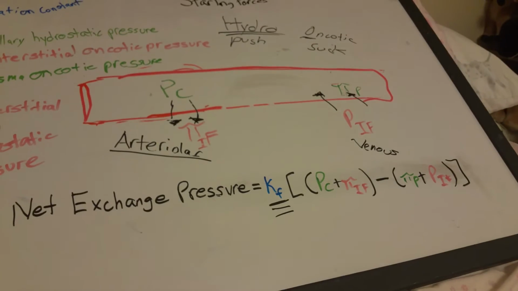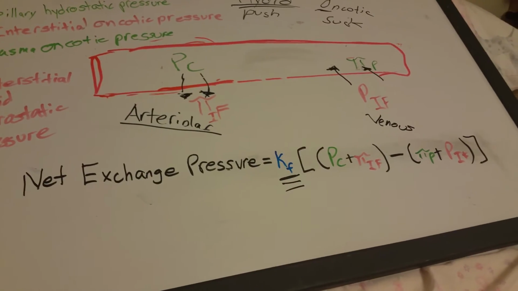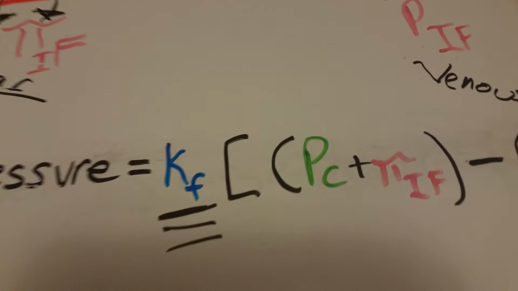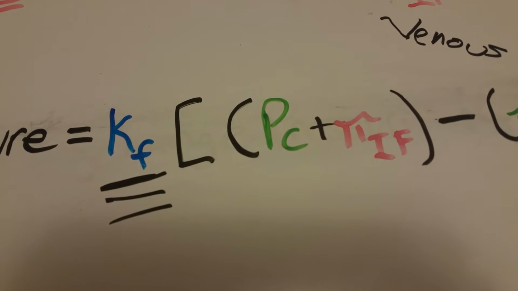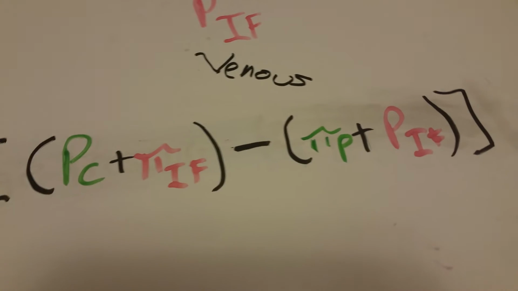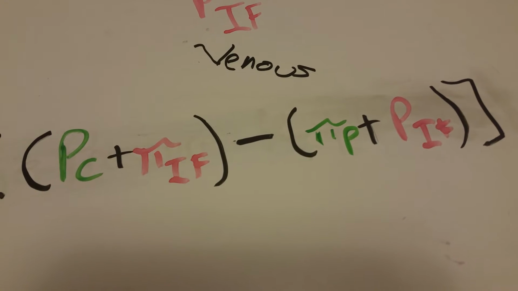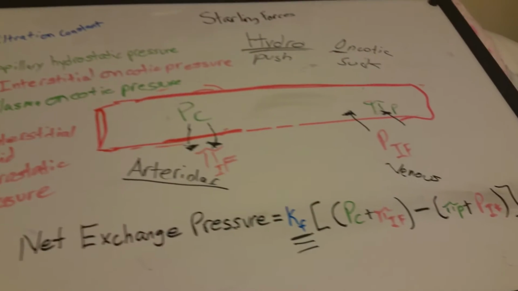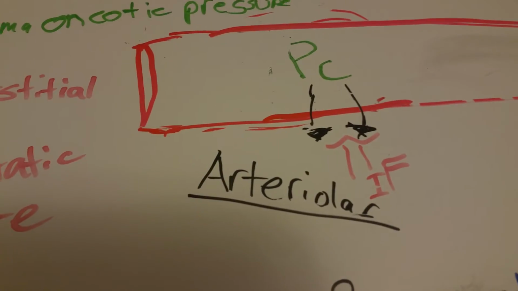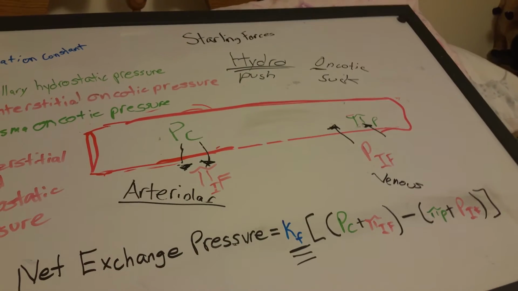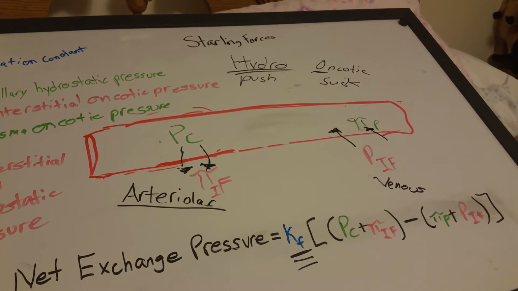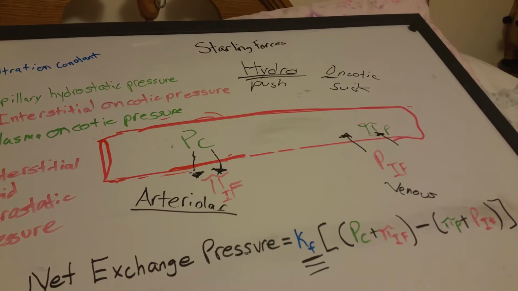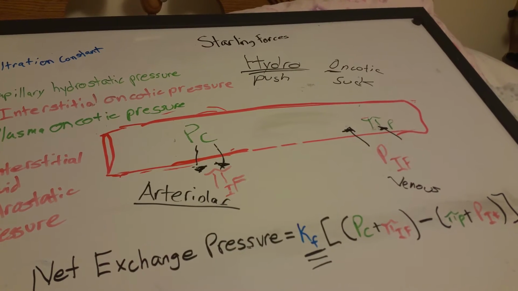So now when we look at these forces in the net exchange pressure, we can see that we have the two pressures that force fluid out or cause fluid to be exchanged, minus the two forces that cause fluid to go back into the capillary, be reabsorbed, and not be exchanged. So we have our forces at our arteriolar end that make fluid come out, and our forces at our venous end that make fluid go in. And as long as you remember, if it's hydrostatic pressure, it's going to push fluid away, and if it's oncotic, it's going to suck fluid toward, then you're not going to get messed up.